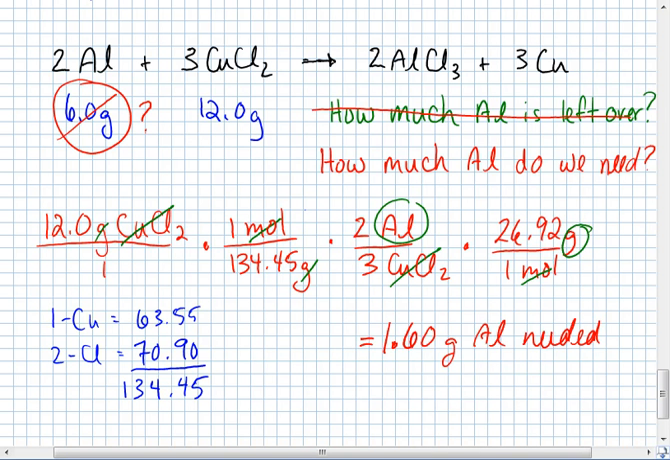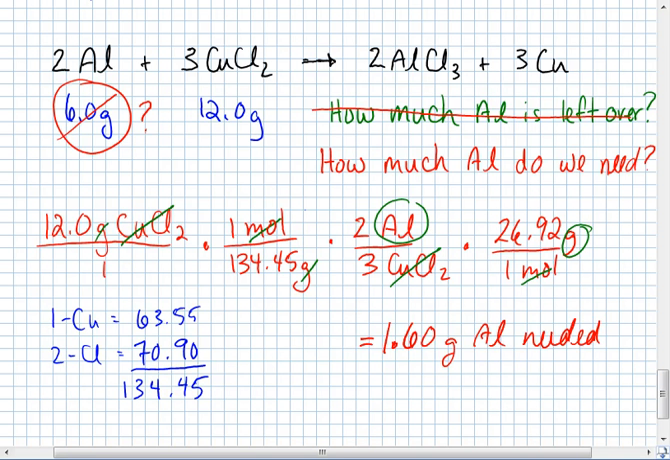Now, okay, whoops, small error there. I accidentally put in 63.55, which is the molecular mass or atomic mass of copper. Aluminum is 26.92. I apologize for the confusion there. Anyways, that's the equation we use there. And the answer you get is 1.6 grams of aluminum needed.